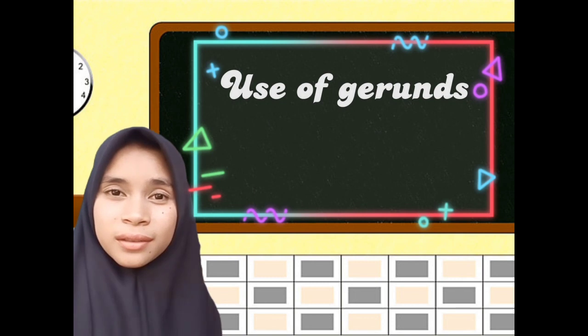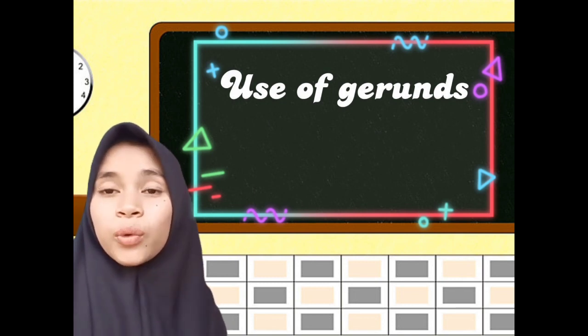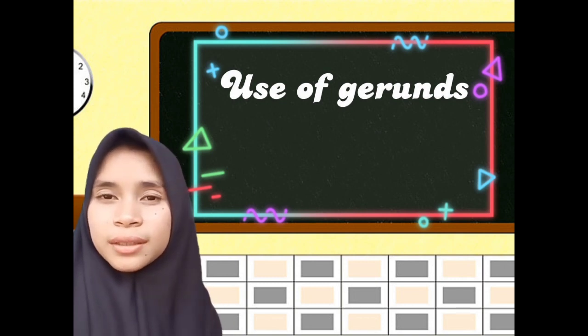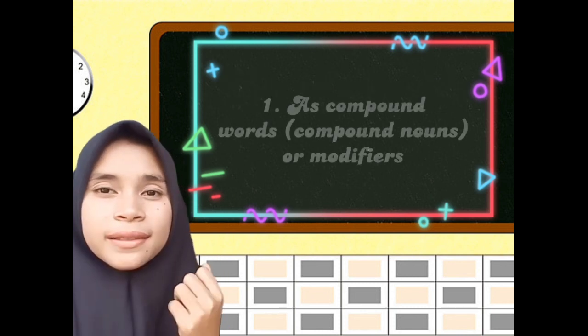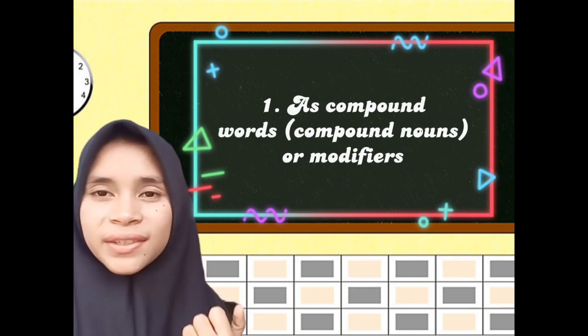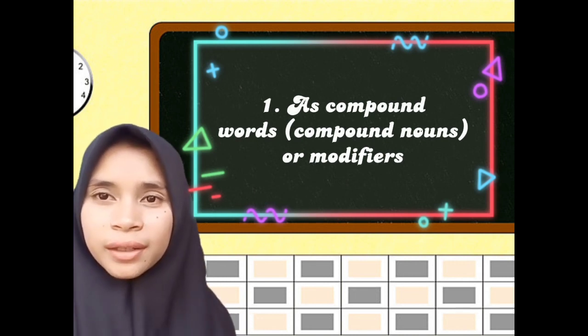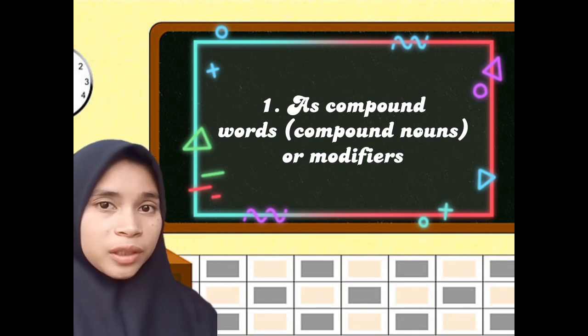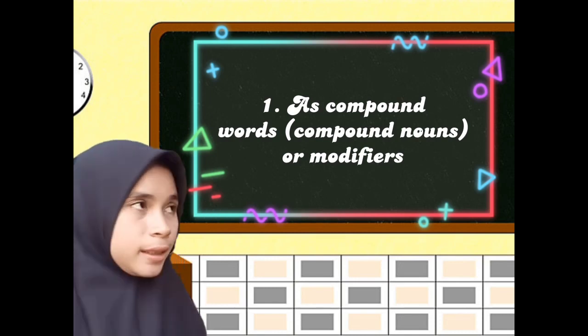Use of gerunds. Based on the function, we can divide the use of gerunds, which means nouns, as follows. First, as compound word. The use of gerund as compound words or modifier. And I will give you the table of gerunds and the meaning. Let's see.